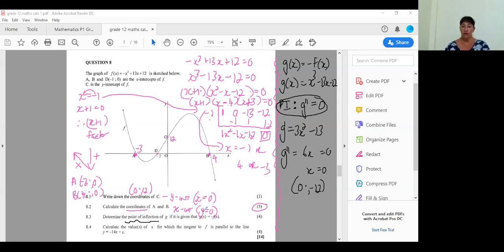Just remember that you first had to find g of x, which they told you was the negative of f of x. The negative just means change all the signs, multiply through by negative. And then, of course, you need to know how to find point of inflection. Okay, important.